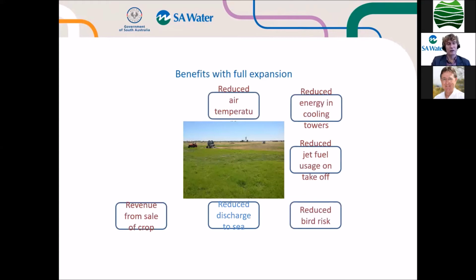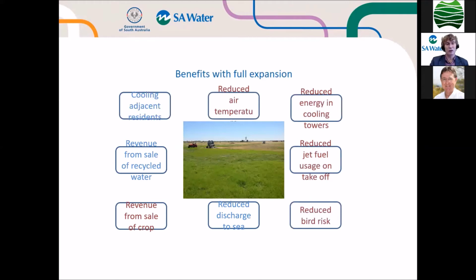Revenue from the sale of the crops. So we've identified that we can actually grow crops here instead of just putting grass down and watering the grass. We can actually grow crops, and we've been successfully growing lucerne for the last year, which then provides revenue, which then can be passed back to buy the water, and you'll have cooling of the adjacent residents. So it really demonstrates a circular economy, I suppose.